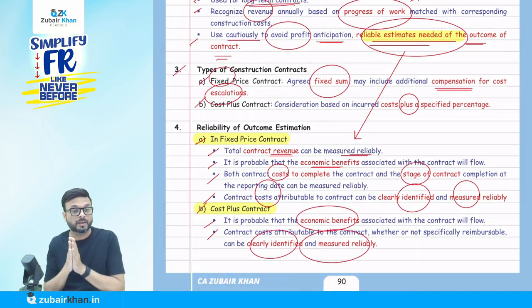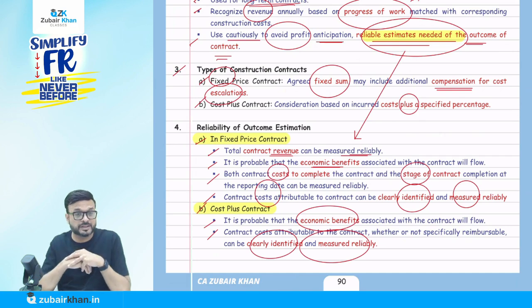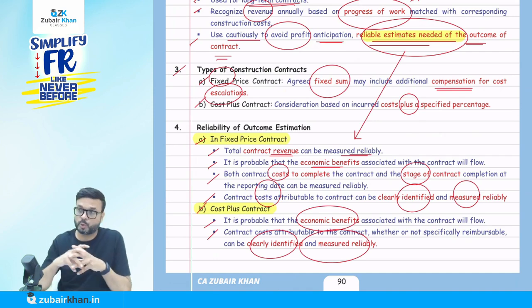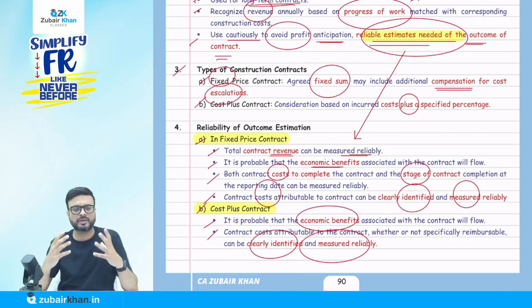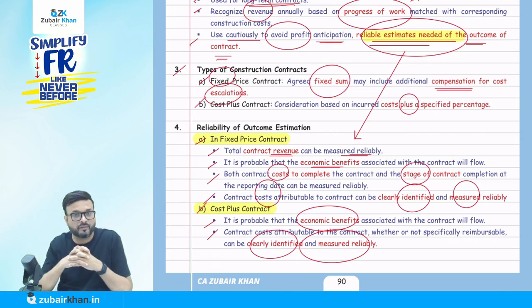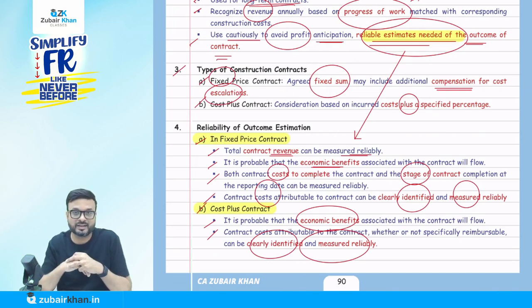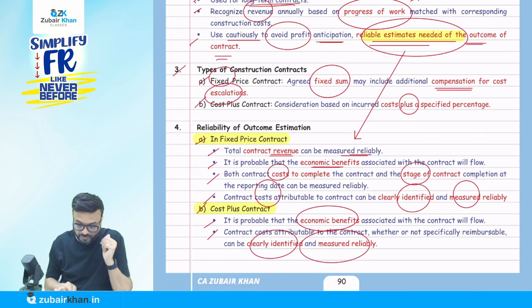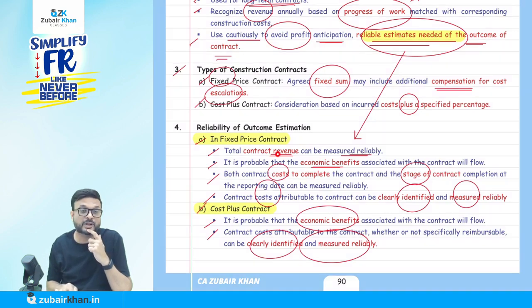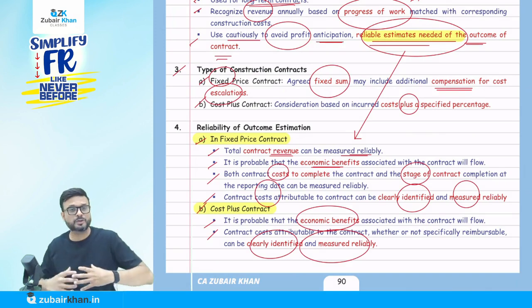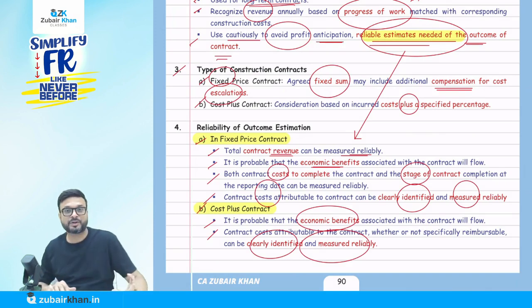You know that in point number B, when we talk about the cost plus contract, they didn't mention what? They didn't mention the revenue part. The reason is that with a cost plus contract, we take the total contract cost and add the pre-decided percentage of profit. So there is no separate point about revenue. But when it comes to a fixed price contract, the contract revenue can be measured reliably. They're mentioning that here. Anyway, to be honest, point number 4 is not so important. What is important, I will come to that.